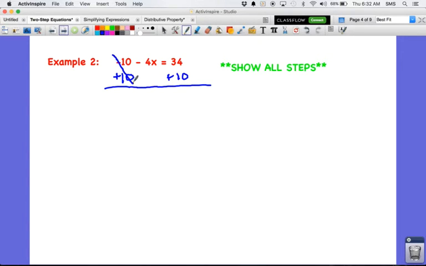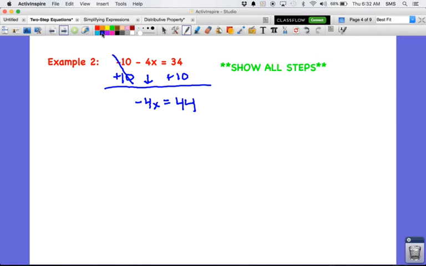Negative 10 plus 10 is 0. It goes away. It cancels out. That's what we're trying to do. We're trying to get our x by itself. I bring down what I still have left in my equation. I still have negative 4x. I still have this equal sign. This hasn't gone away. And then I have 34 plus 10, which is 44. Now, I have negative 4 times x equals 44.